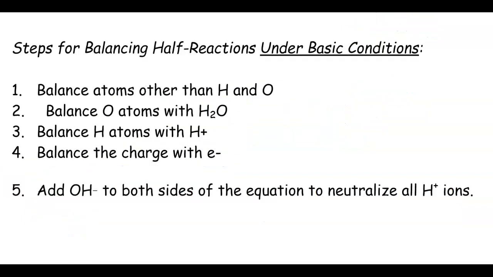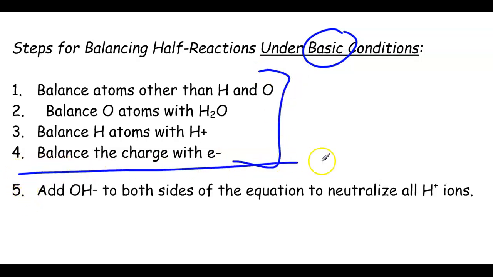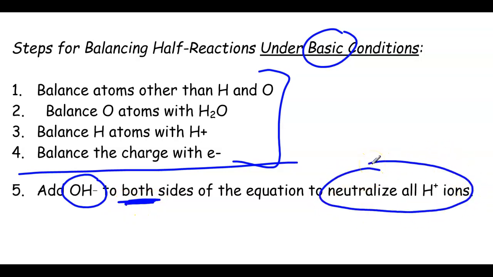Okay, now when you're doing it under basic conditions, it has different rules. We're going to go over this. I'll come back to this page when we do it. But literally, it's all the same until the very end. You're going to then add a hydroxide ion to both sides of the equation in order to neutralize all of the hydrogens. So don't worry about this so much. We'll come back to this.